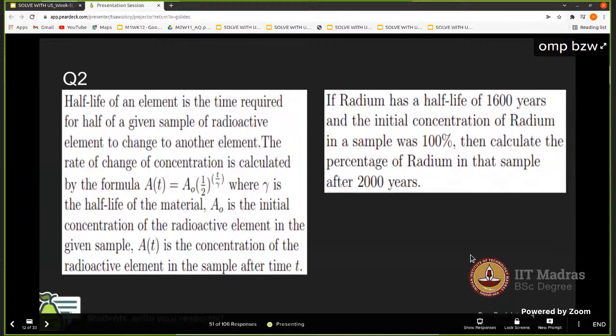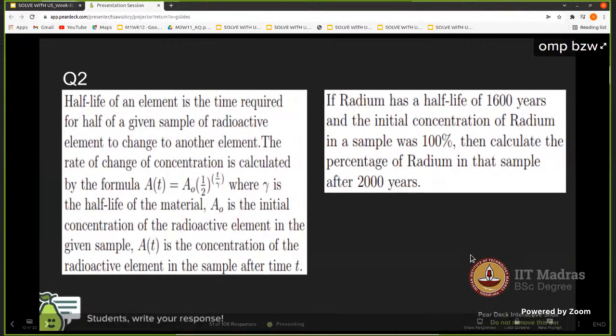Okay, take 2 more minutes then. So just tell me, what is gamma here? 1600. What is t here? 2000. What you have to compute is (1/2)^(5/4). Finally, no, just tell me in these variables. So 80. The percentage of concentration left, right? A(2000), right? Yes, sir. So that's it.